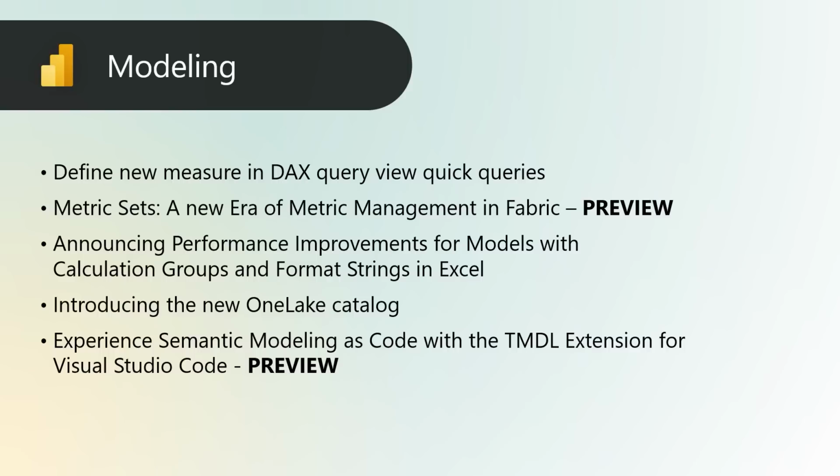Introducing the new OneLake catalog. The OneLake catalog is evolving from OneLake Data Hub. It offers a unified platform for data professionals to browse, manage, and govern their data in one place. The catalog will soon include all Fabric items such as dashboards, reports, semantic models, dataflows, pipelines, and more.